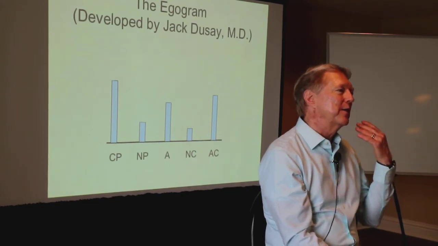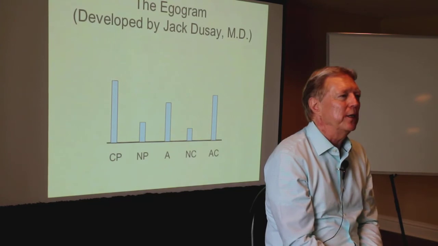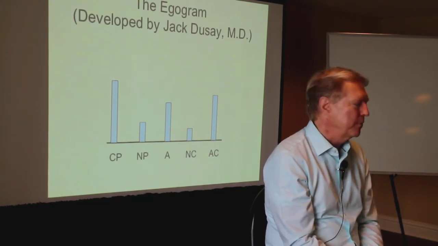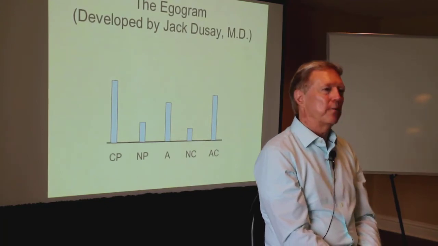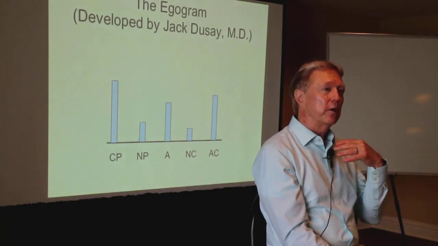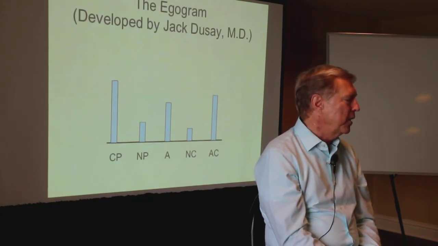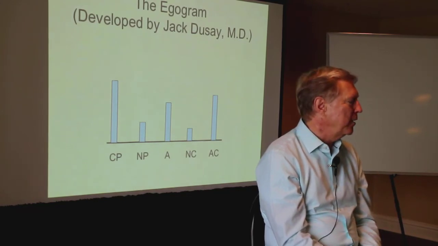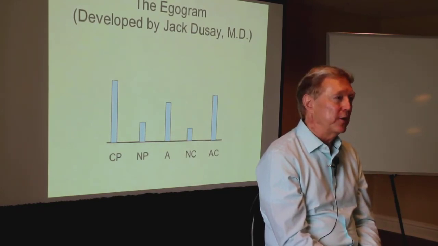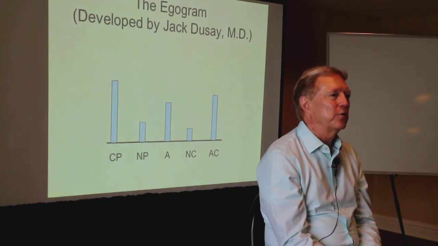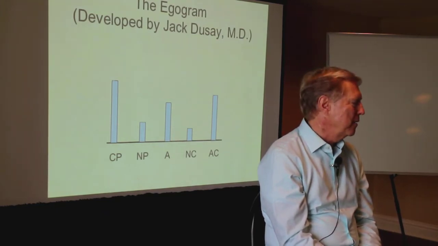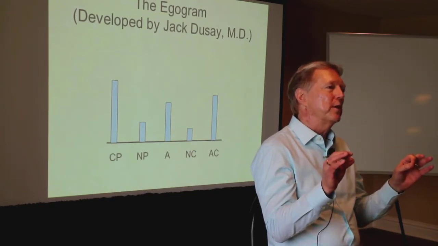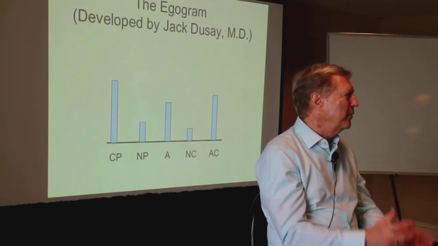So if you saw somebody like this, what would you say about what they're likely to be like, what their personality is going to be? They might be anxious because they probably are going to be fairly critical of themselves. They're not going to be very nurturing or caring towards themselves. They are going to have difficulty having fun, like Joan talked about with her daughter. So when you look at somebody's egogram, you can get a pretty good idea of how they function.